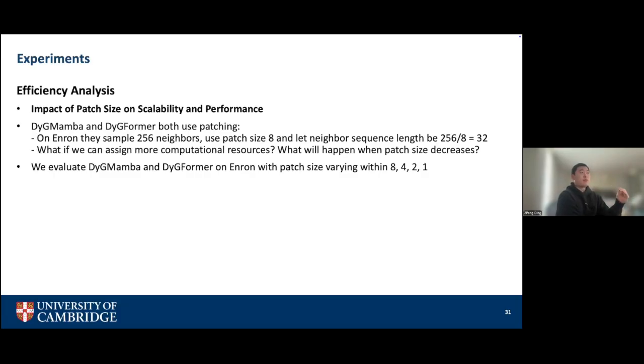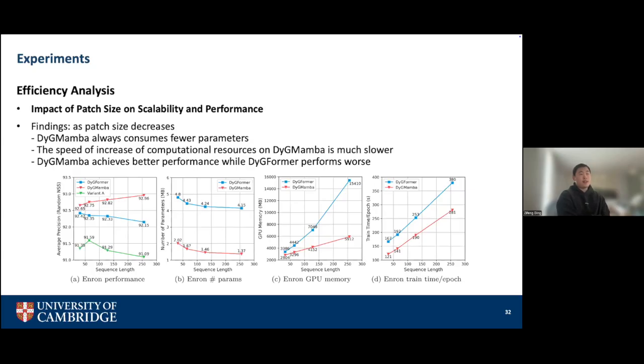And now let's think, what if we can assign more computational resources, which means that we can decrease the patch size and then the sequence length will increase. So we are evaluating both models on Enron with patch size varying within 8, 4, 2, and 1. And here are 4 figures showing the performance of both models, the number of parameters of both models, GPU memory, as well as the per epoch training time.